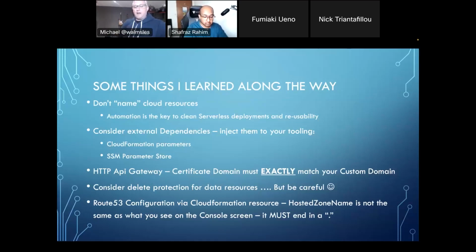For the Route 53 configuration by CloudFormation resource, hosted zone names have to have a dot at the end. It's not what you see in the console. That's not what they mean when they say CloudFormation. It has to have a dot in the end, and it's hidden in a line inside the CloudFormation documentation. Cool. They're the key things that I learned along the way.